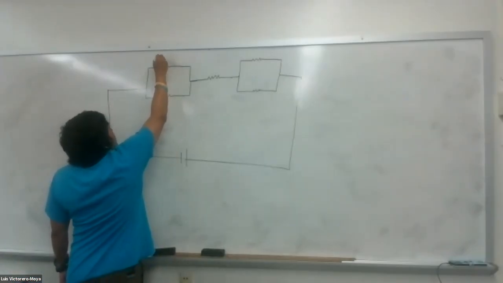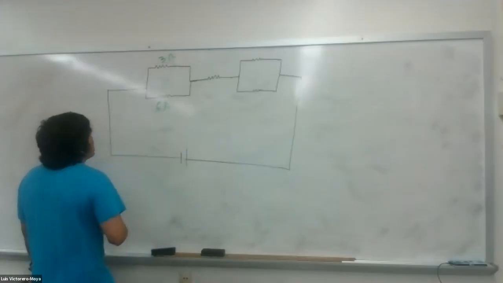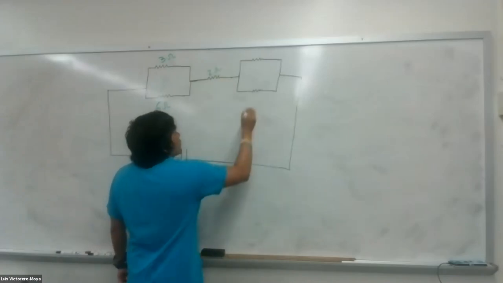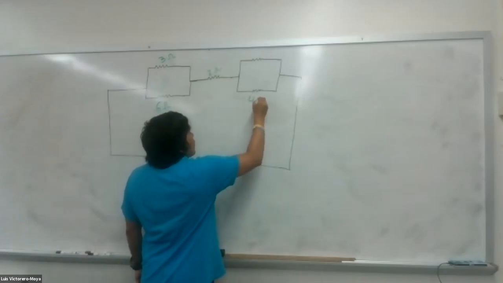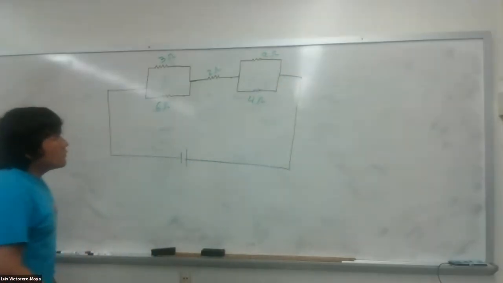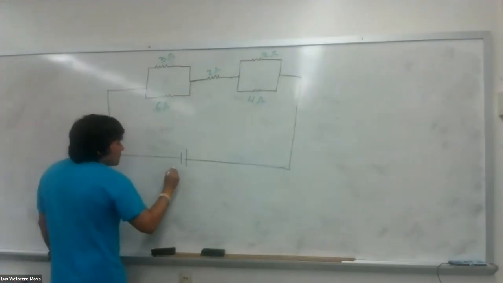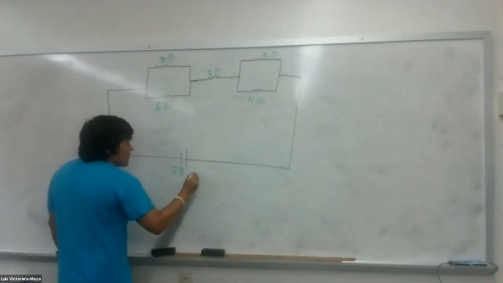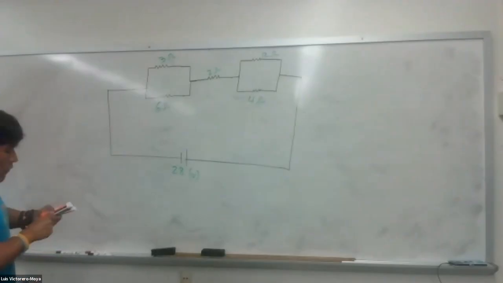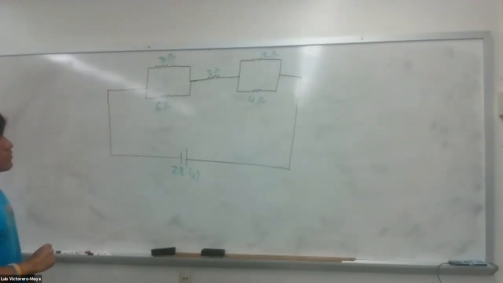So 3 ohms and 6 ohms. Yeah. 2 ohms, 4 ohms, 12 ohms. All right, so 28 volts. Let's see if I got this right. So the battery is 28 volts, and you have 2 loops now, and 1 resistor in the middle.